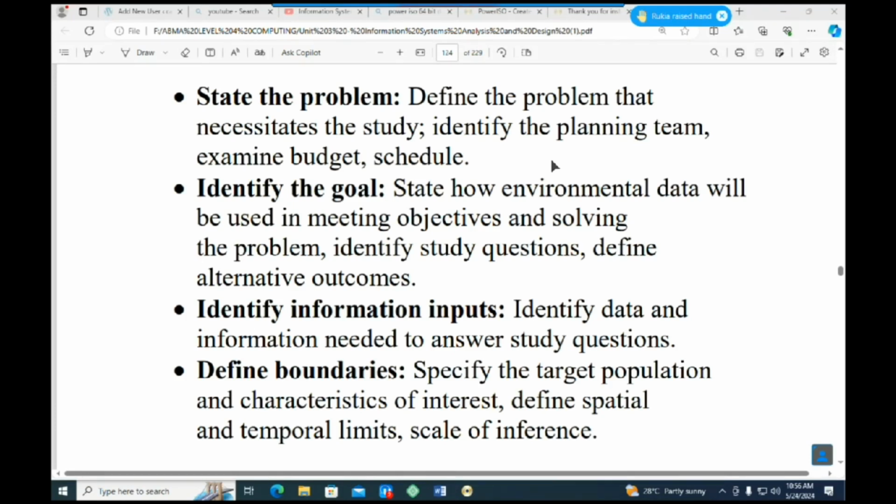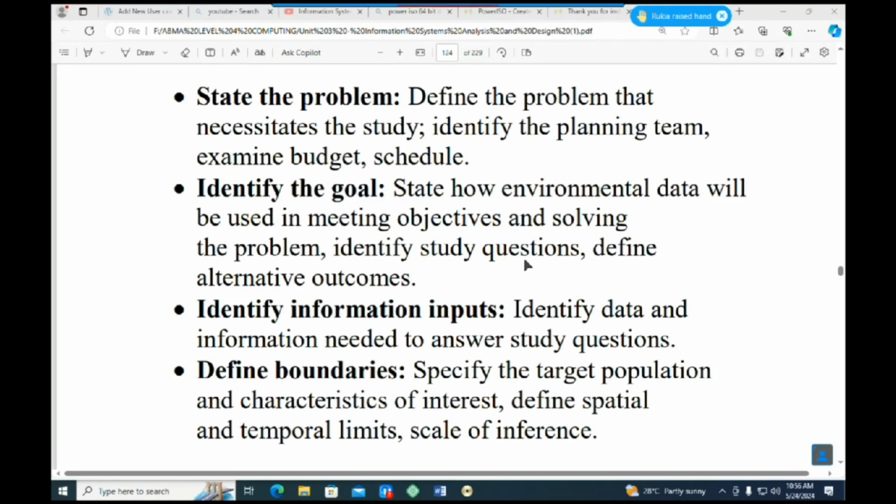So we're going to identify the study questions, and then we're going to look at what the alternative outcomes are. We're also going to define the alternative outcomes, so that when we look at this scenario this way, then A can happen, or B can come out, and C can come out. These are alternative outcomes. They're going to be defined also.